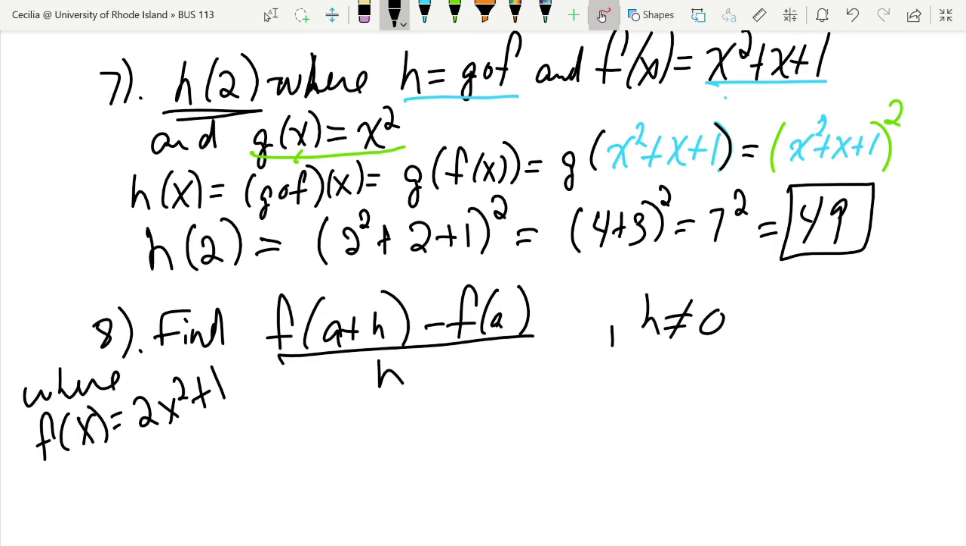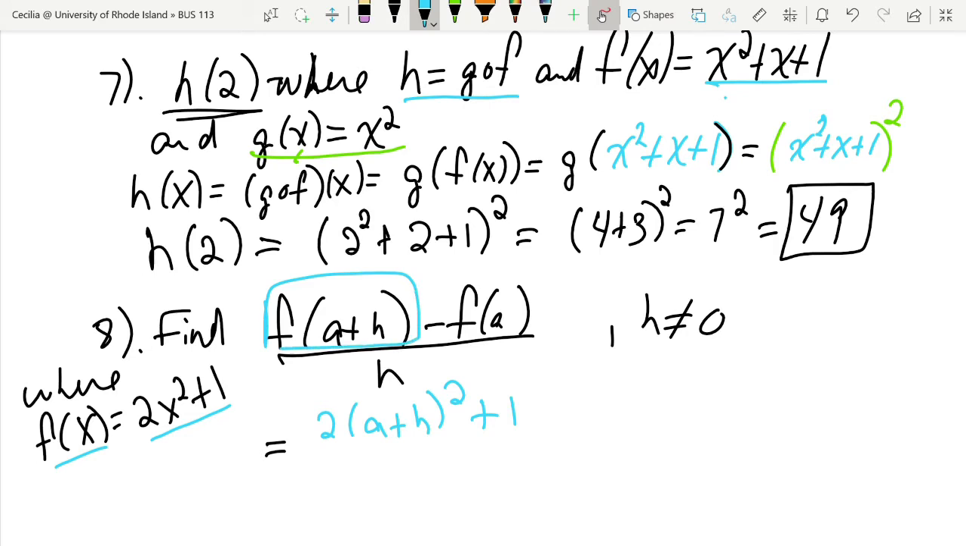Okay, so we're going to write using the definition that we see for what f of x is. We're going to go ahead and include that here. So we're going to have f of a plus h, which is 2 times the quantity a plus h squared plus 1. Okay, so that is this part.